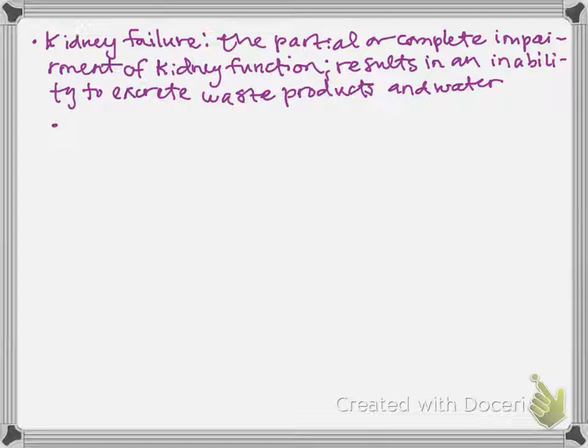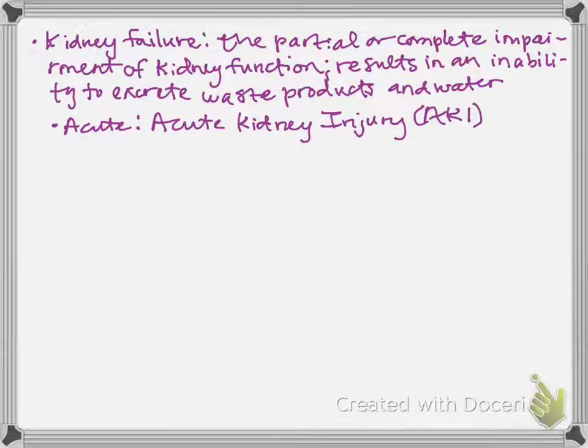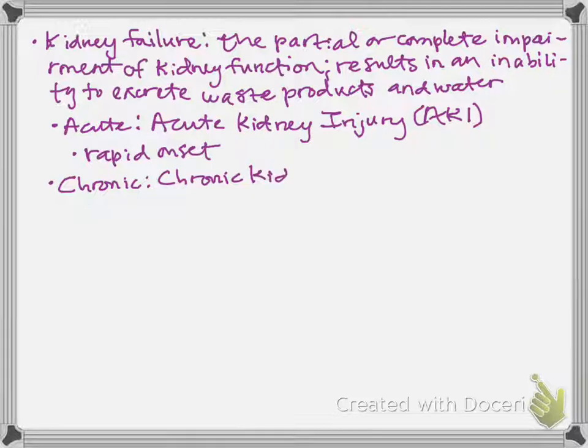Kidney failure can be divided into two categories. It can be acute, and this is when we talk about acute kidney injury, or abbreviated from here on out, it will be known as AKI. This AKI is characterized by a rapid onset. In contrast, we also have a chronic form called chronic kidney disease, which we will call CKD.